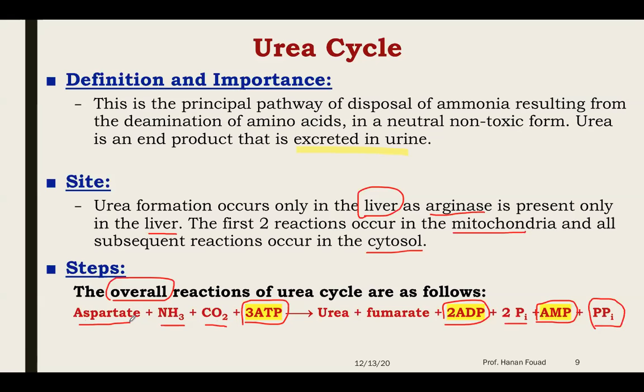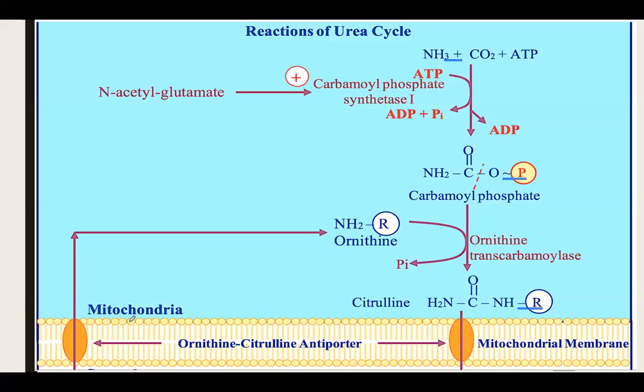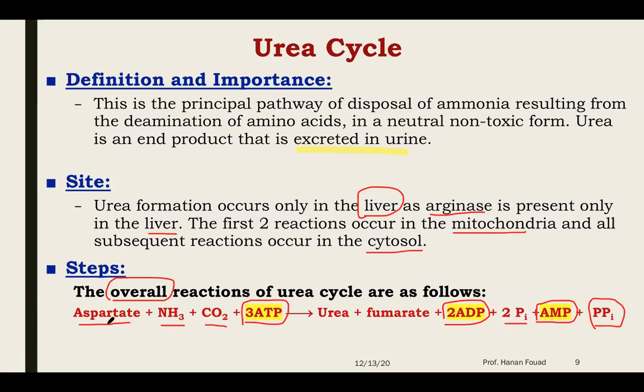Aspartic gives me a second amino group. Actually, I need 2 amino groups to synthesize urea. As you will see, urea has 2 amino groups. One of them is a free amino group. The second amino group comes from aspartic. I also need carbon dioxide to synthesize urea, and fumaric acid.